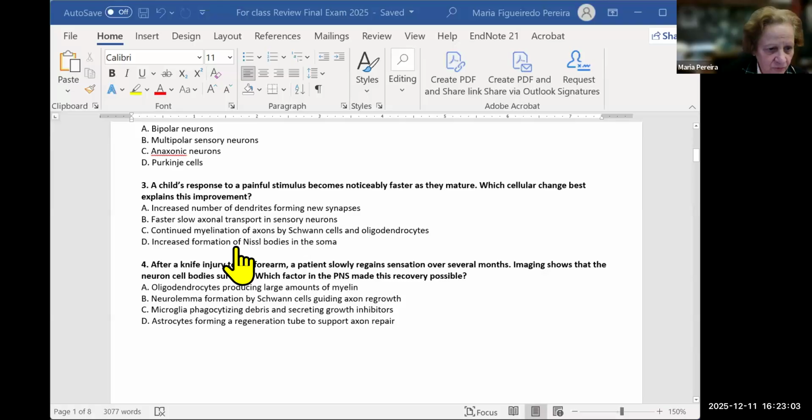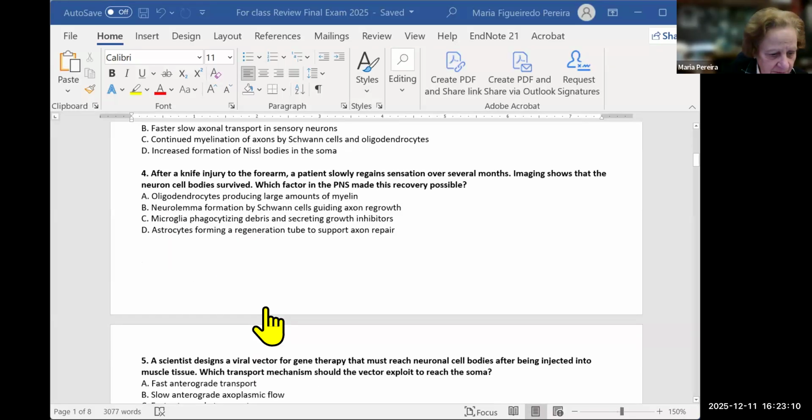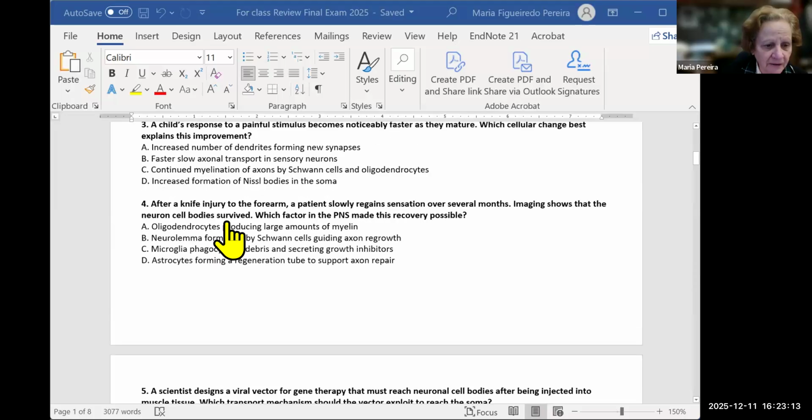Okay. So we move on to number 4. After a knife injury to the forearm, a patient slowly regains sensation over several months. Imaging shows that the neuron cell body survived. So that means there is regeneration. Which factor in the peripheral nervous system made this recovery possible?